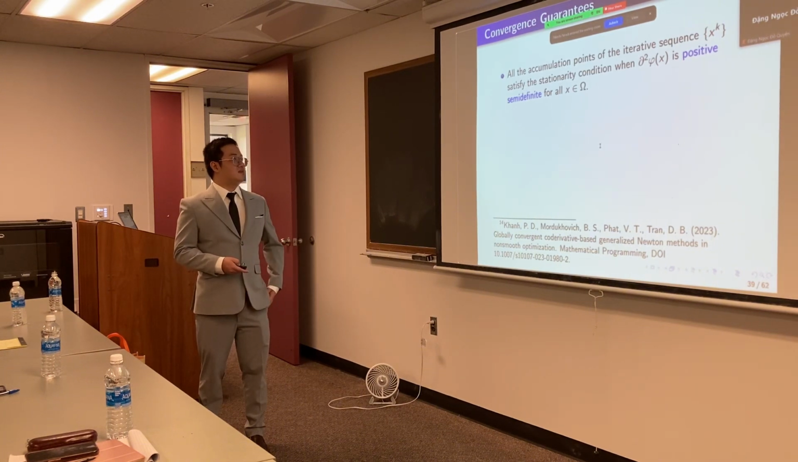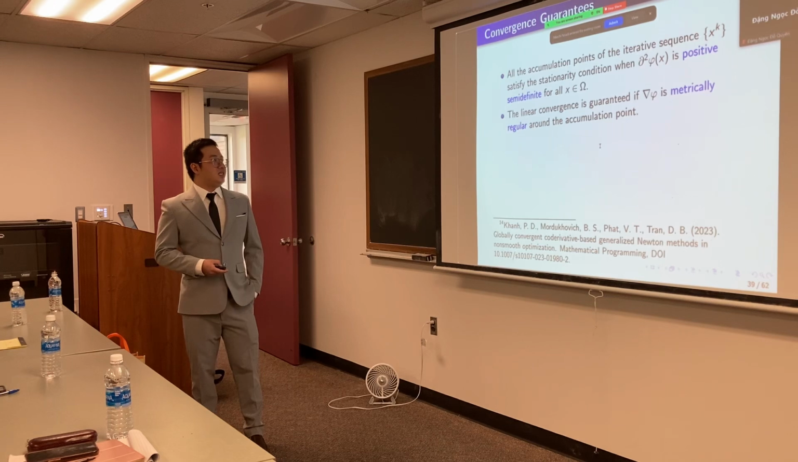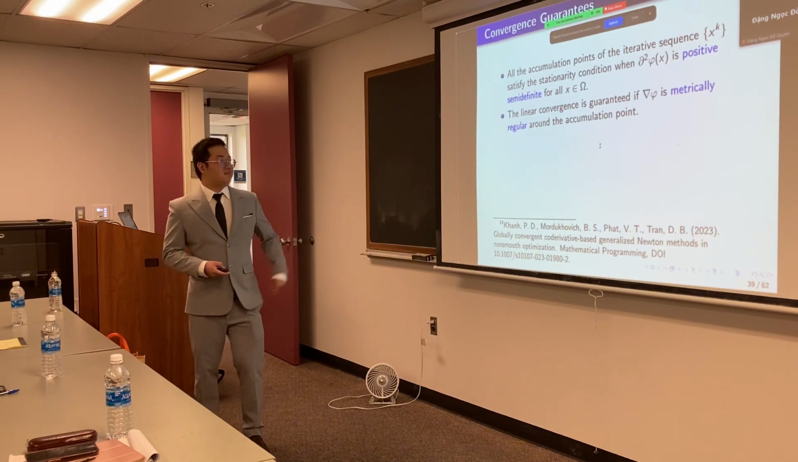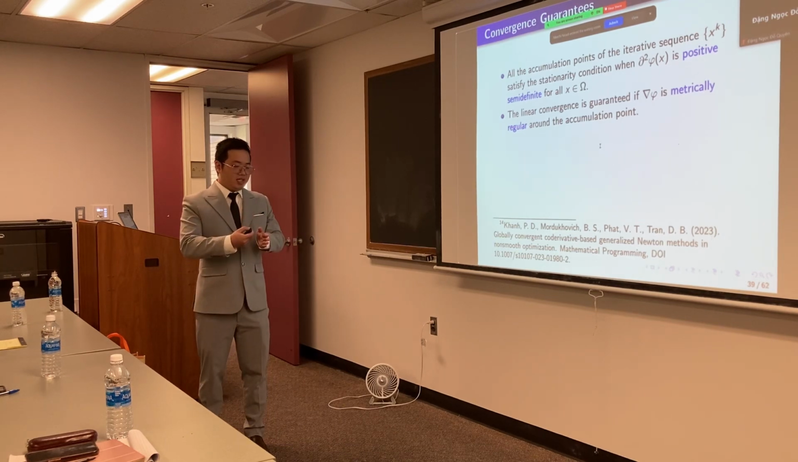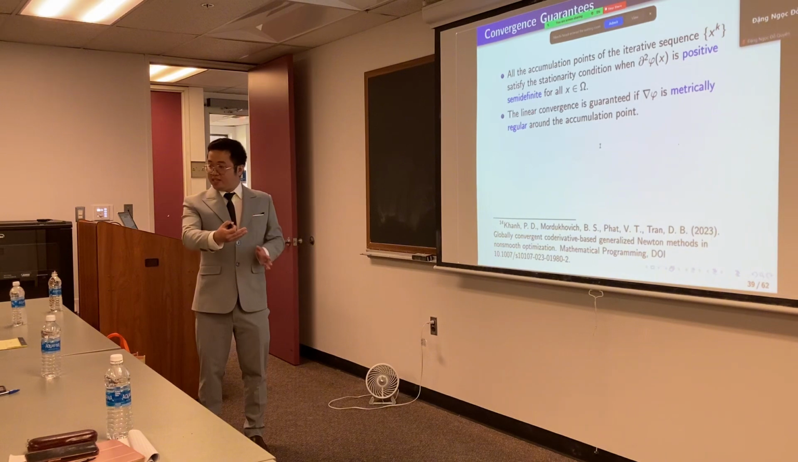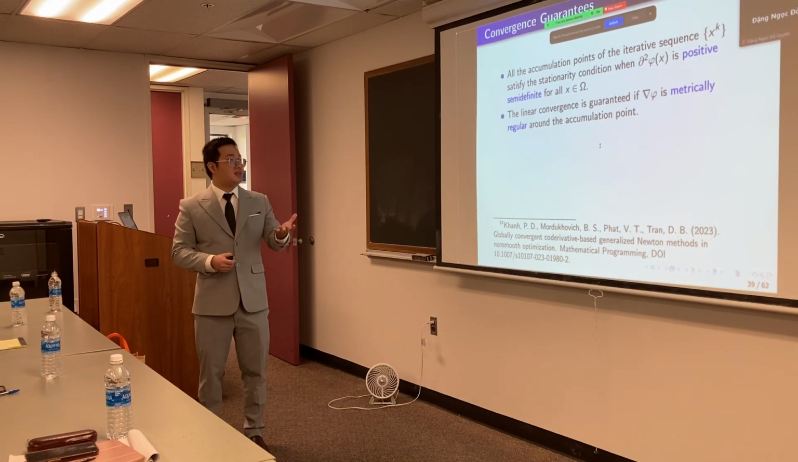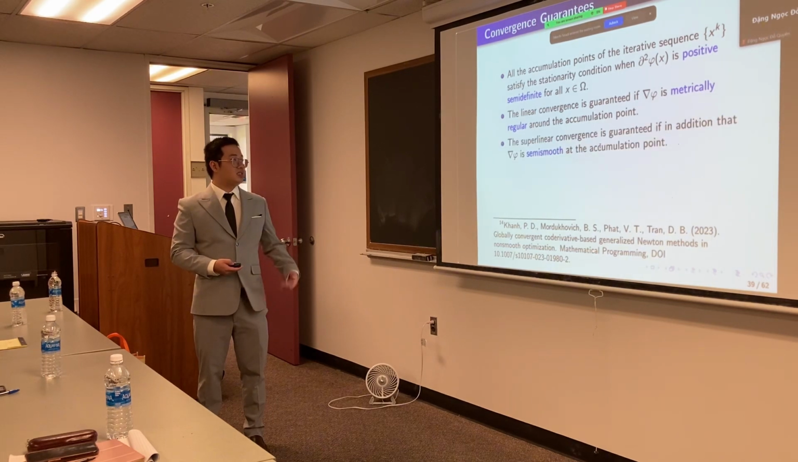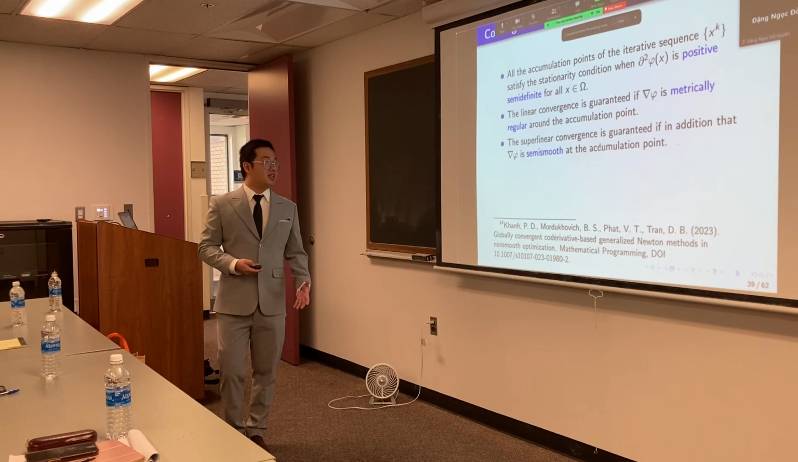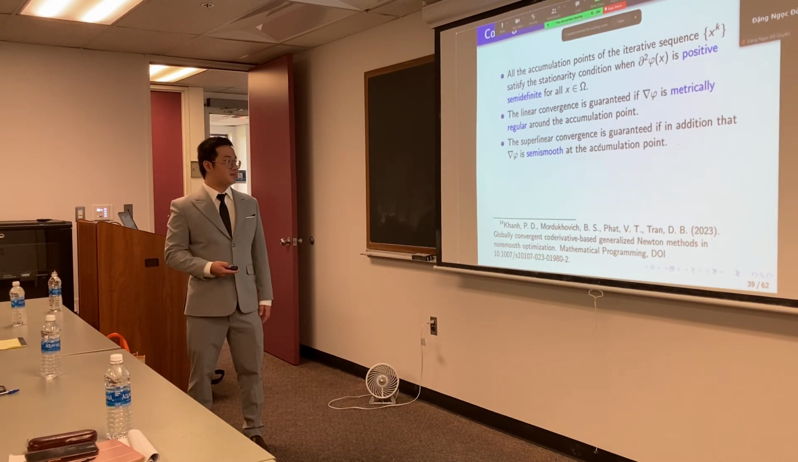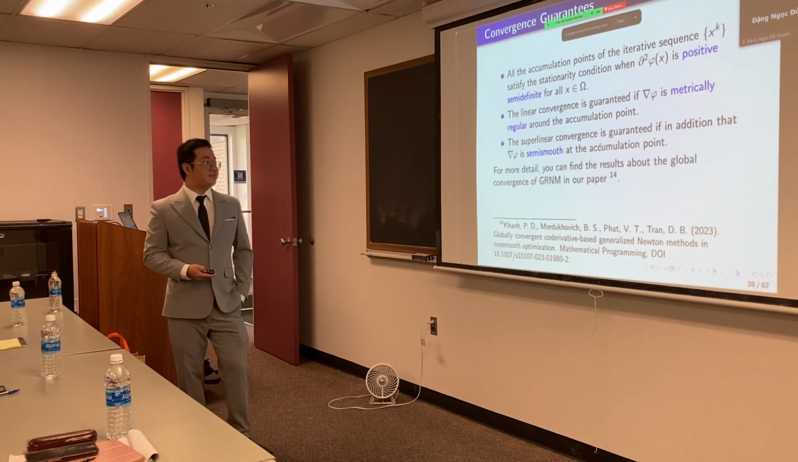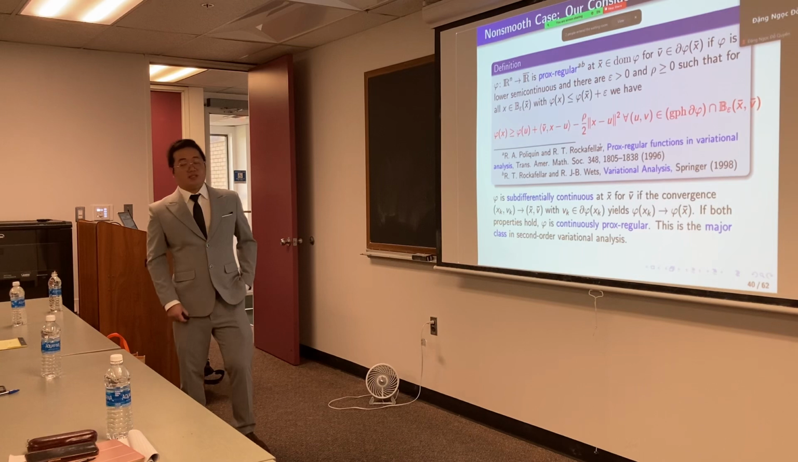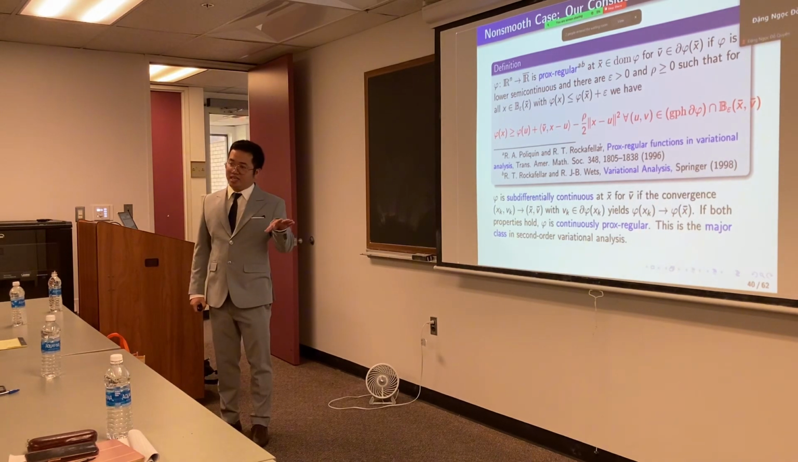The linear convergence is guaranteed if we have the gradient of phi is metric regular around the accumulation point. We don't need to assume the metric regularity on the whole space. We only need to assume that this holds around the accumulation point. And then we can guarantee the superlinear convergence if the gradient of phi is semi-smooth at the accumulation point. But you can find more about our main result in our paper in 2023. And here we finished the first case. We consider the case that is C11.